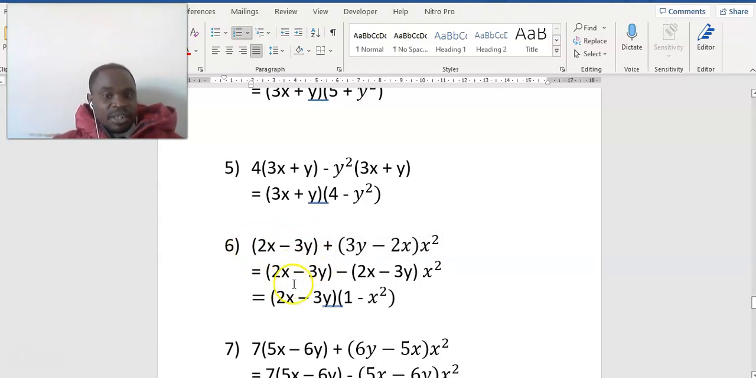So here I've written my 2x minus 3y again. This plus, I'm going to change it to minus. If I change it to minus, this minus is going to be plus 2x. This plus is going to be what? Minus 3y. Now they are the same. We can do our magic here. So 2x minus 3y, 2x minus 3y, they are common. So it's a factor. 2x minus 3y. You bring your bracket. What number do you have in front here? 1. Minus, what number do we have at the back? x squared.